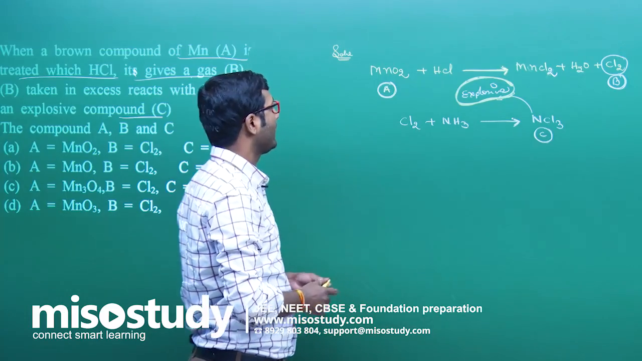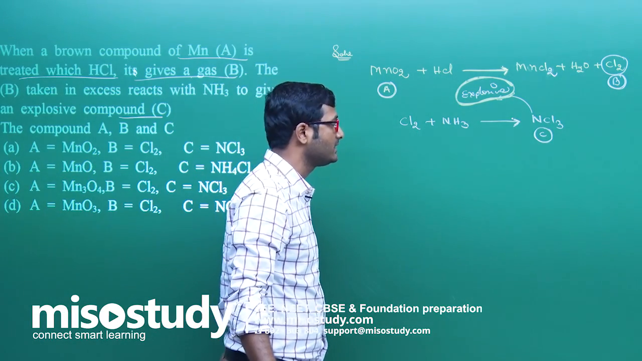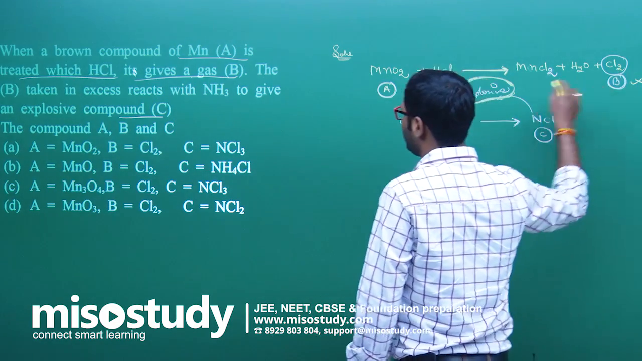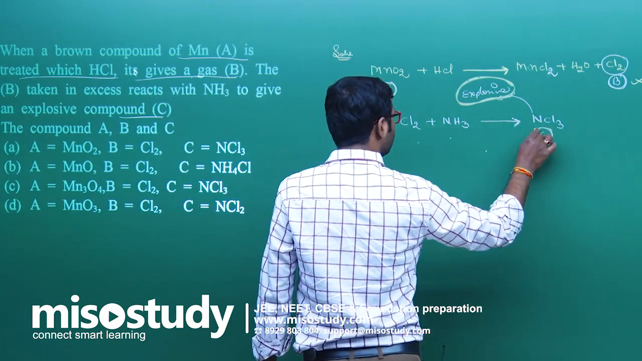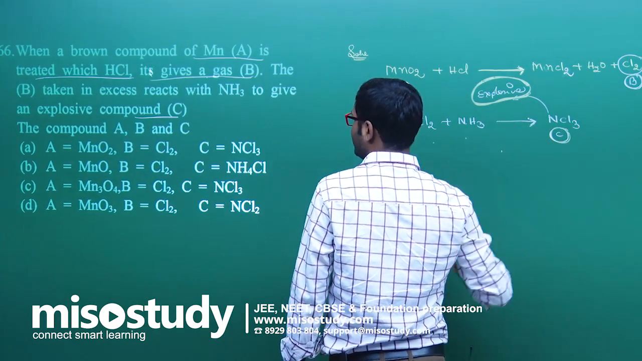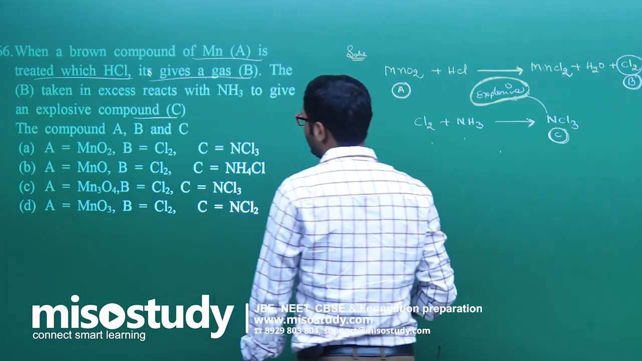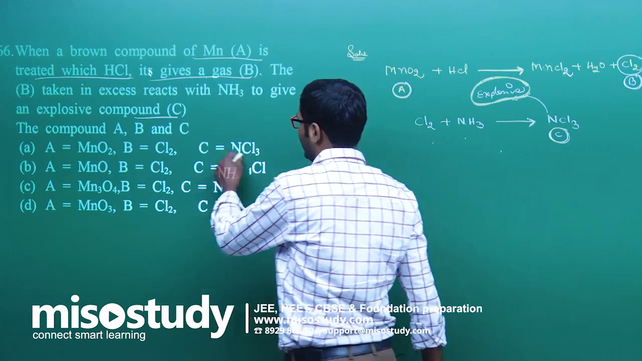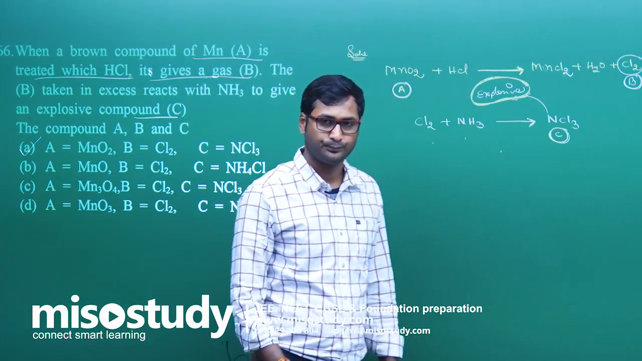Now look at MnO2 plus HCl. It gives MnCl2 plus H2O plus Cl2. This is gas B. When B is taken in excess and reacts with NH3, it gives C, the explosive compound NCl3. What are A, B and C? A is MnO2, B is Cl2 and C is NCl3. Simple question, I think you can do it.